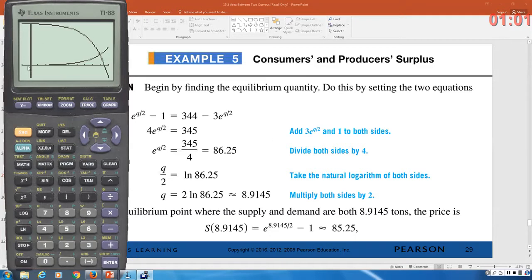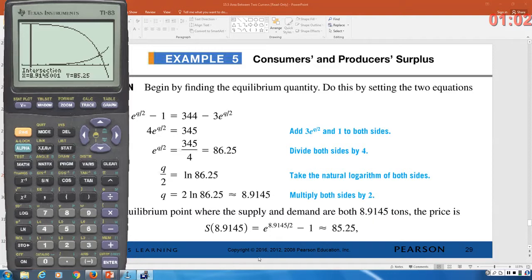What I need to know is where is this equilibrium point? So I go second, trace, number 5. And I get 8.9145, which is exactly the same thing I get solving it algebraically. That's my equilibrium point. So what that means is that my equilibrium point is where supply and demand are both 8.9145 tons.